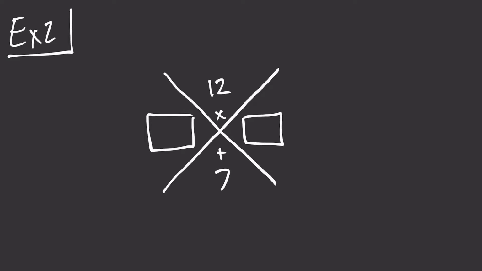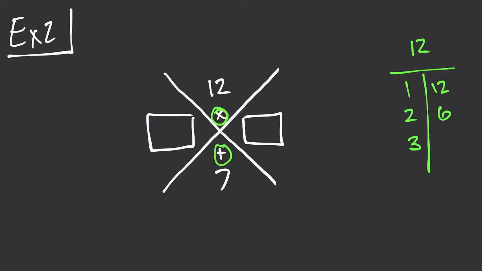Okay, so now I've got two numbers that will multiply to 12 and add to 7. So again, what I like to do, you don't have to do this, is over on the side, make a T-chart for 12. So I go through my factors. 1 and 12, 2 and 6, 3 times 4. These are the only three sets of numbers that multiply to 12.